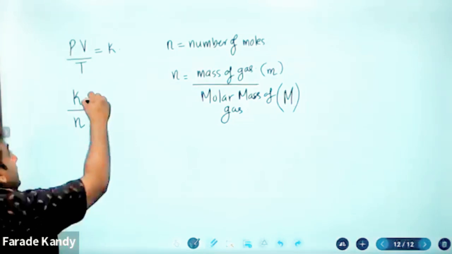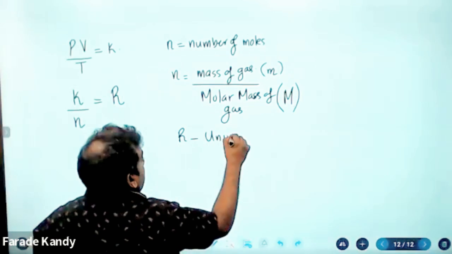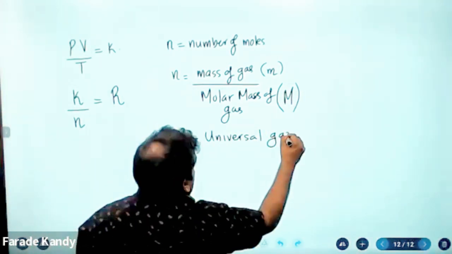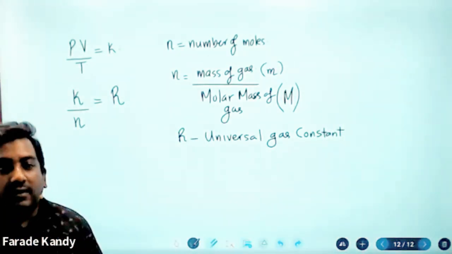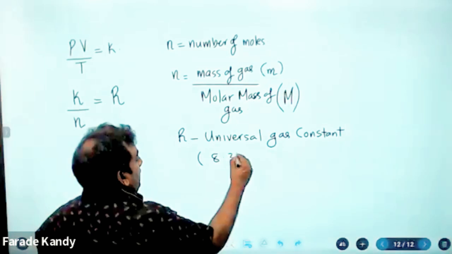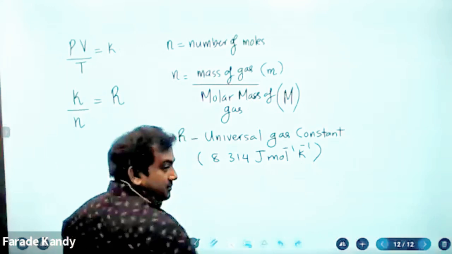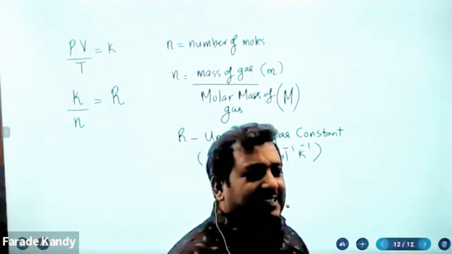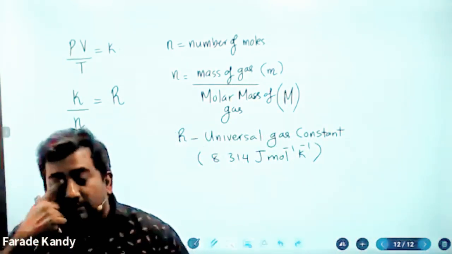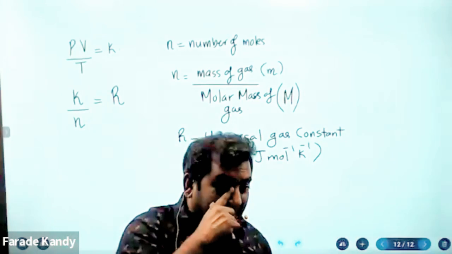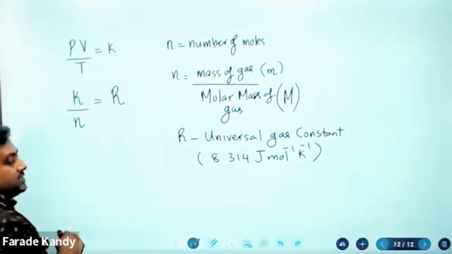Constant per mole is defined as universal gas constant. R is defined as what? Universal gas constant. Value 8.314 joule per mole per Kelvin. Normally in our calculation, we take 8.3 or 8.31 depending on what they give. Generally 8.3 is more than enough for us. Clear? Right. The constant per mole is defined as universal gas constant.